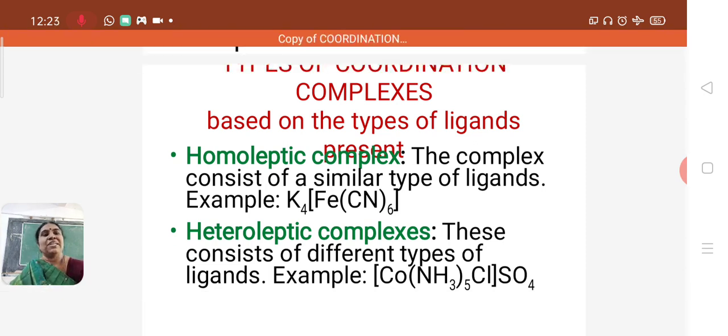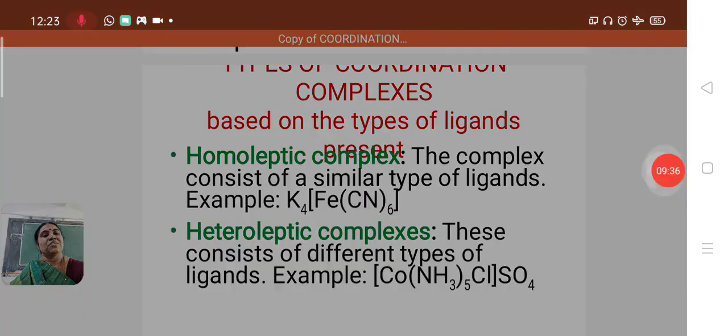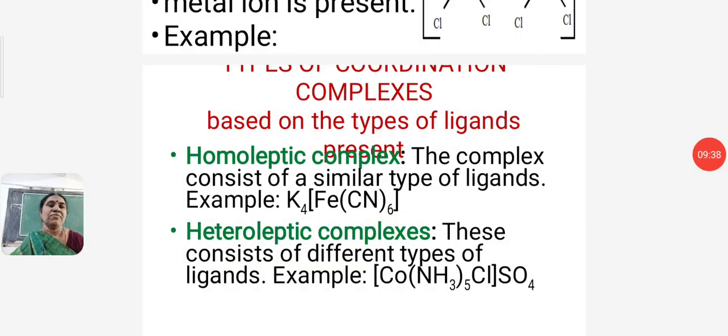Now we will enter into the deeper part of coordination complexes with the knowledge of the terms we have acquired so far. Thank you.